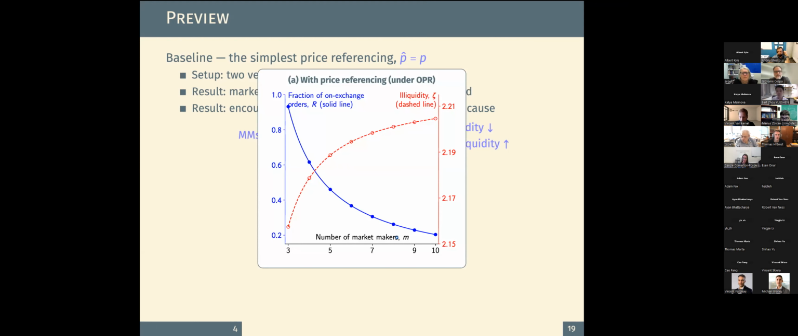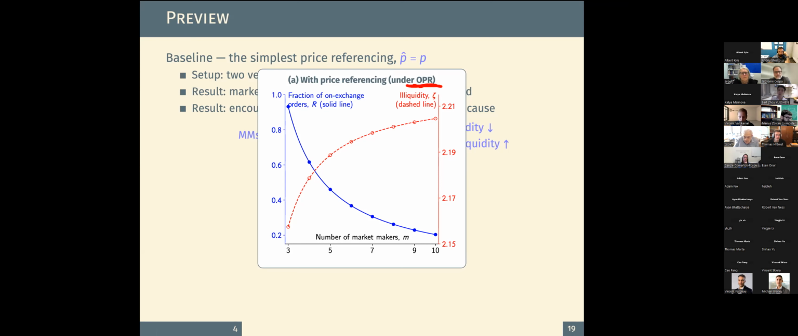As I increase the number of market makers on the horizontal axis, what happens is more and more orders, this blue line, are siphoned off exchange. So the fraction of on-exchange orders, this R, becomes smaller and smaller. In the meantime, the illiquidity, what we call zeta in the model, becomes higher and higher. So that's hurting the market outcome, the market efficiency. Okay? And this is with the OPR because the market makers have to refer to the off-exchange price.